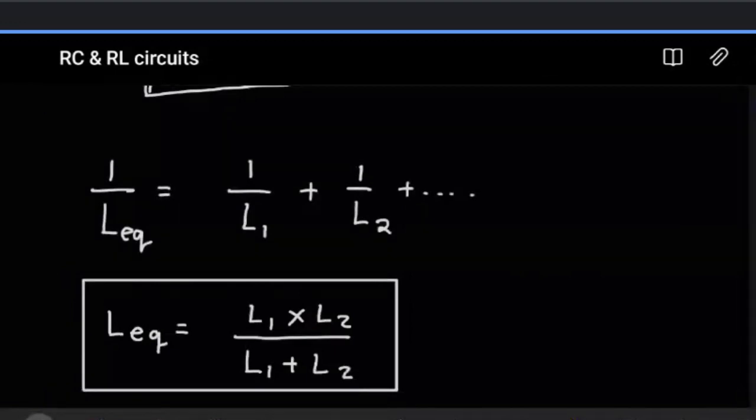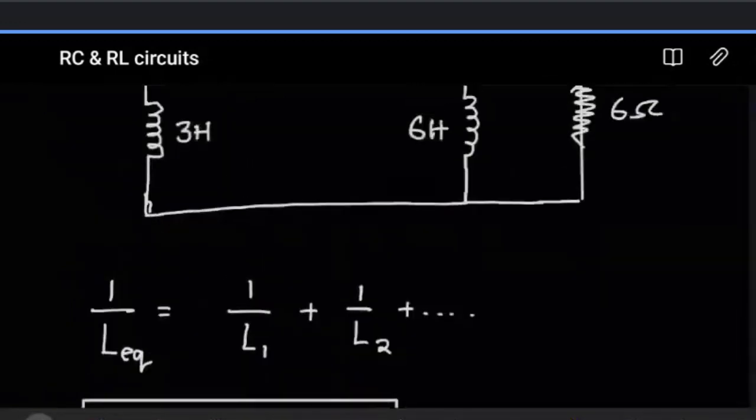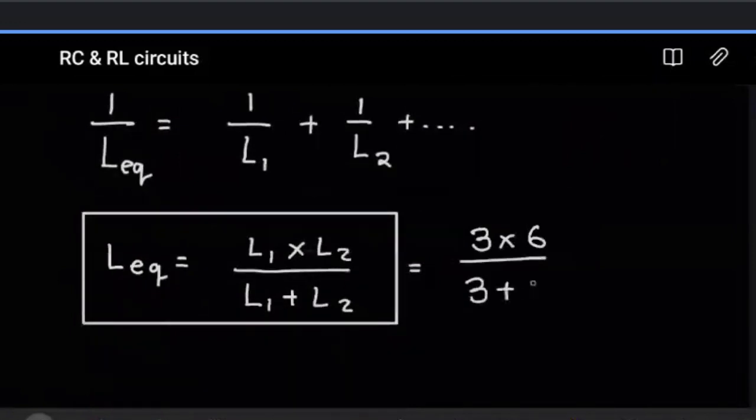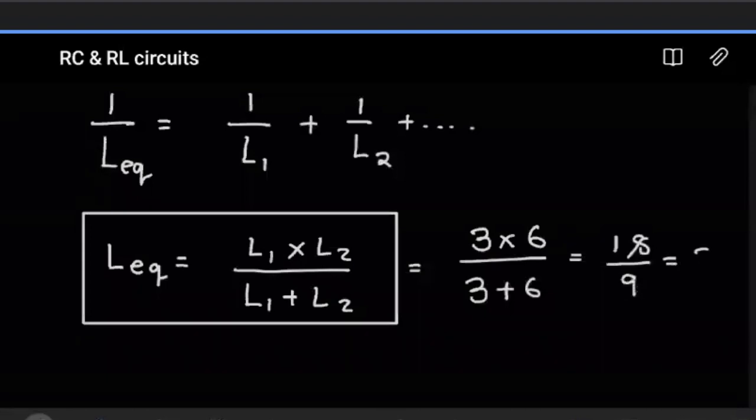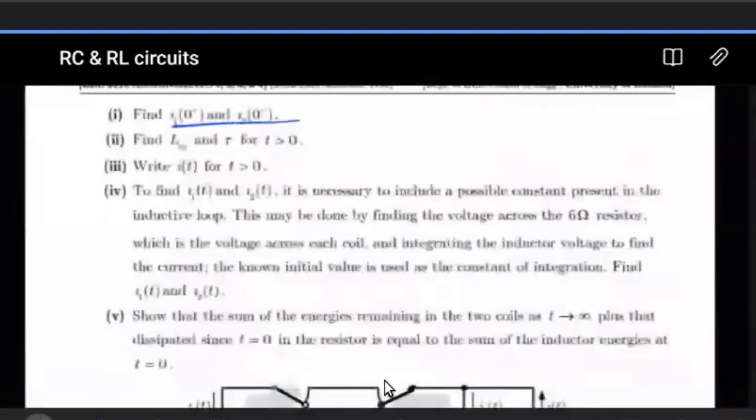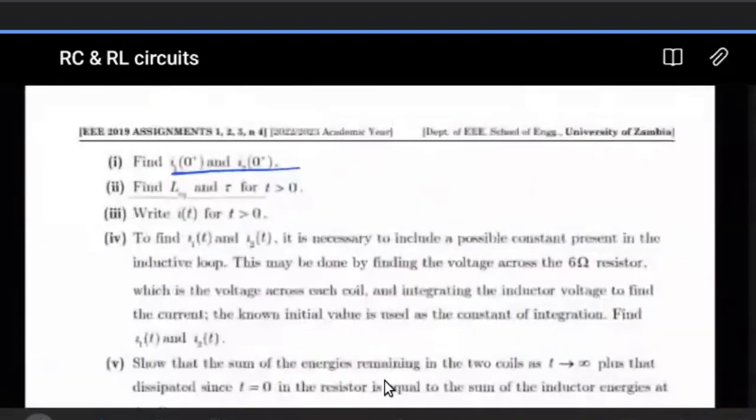Okay, so in this case, these inductors are a 3 and a 6. So we're going to have 3 times 6 divided by 3 plus 6. So this is going to be 18 divided by 9. So you have 2 henries. So that becomes the inductance. So that answers the first part of the second part.